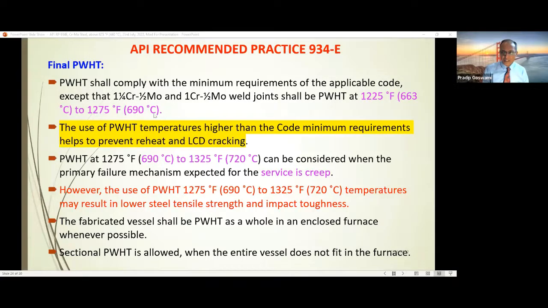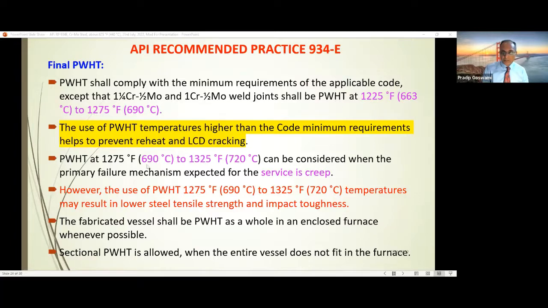Generally, this range is slightly higher than what is specified in ASME Section 8, Div 1 or Div 2. Use of post-weld heat treatment higher than this code requirement helps to prevent reheat and LCD cracking. This recommendation is adopted in this RP, and that is out of the experience gathered from the operating industry. So that is why they mandated that, yes, when you do the post-weld heat treatment, better stick to a higher temperature than what is recommended by the code.